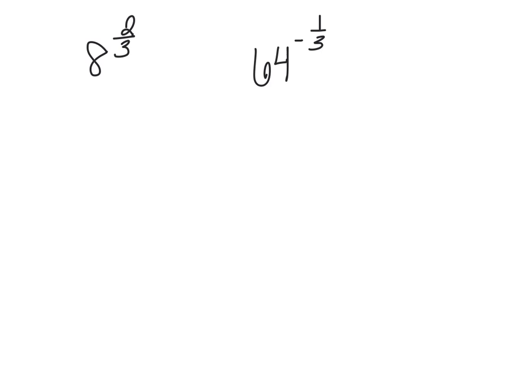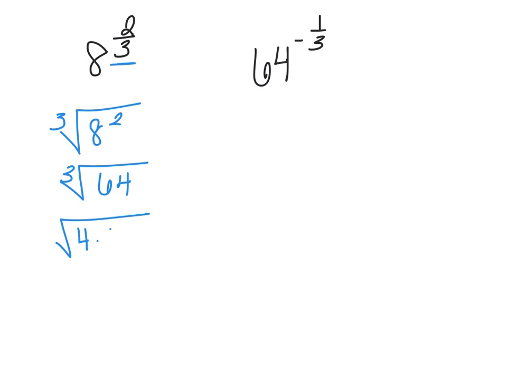Sometimes it's easier to work with rational exponents and sometimes it's easier to work with roots, and you can go back and forth depending on what's easiest for the problem. So I'm going to show you a reminder. Whatever's on the denominator becomes your root. So this is the third root of 8 squared, which is the third root of 64. Now, if I want to break this down, 4 times 4 times 4 is 64. Therefore, my solution here is 4.